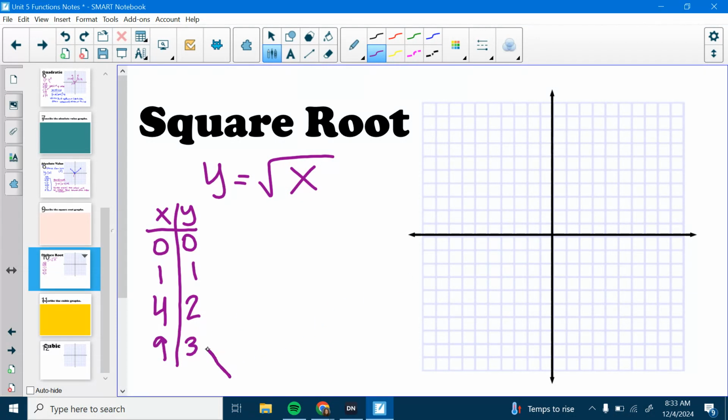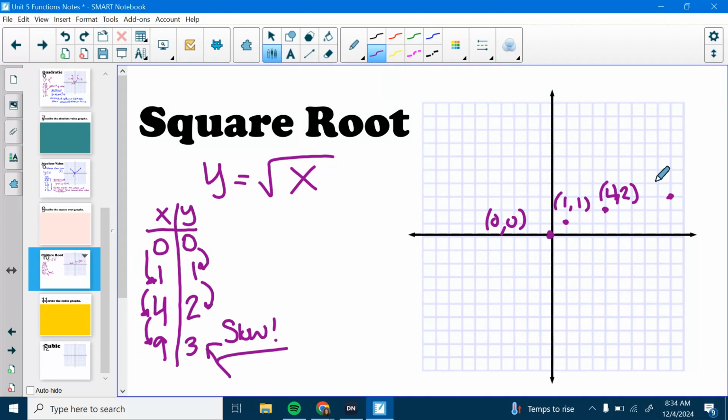So you'll notice that my y values grow really, really slow. Okay? They're only incrementing by 1 each time. Whereas my x values are growing really fast. We go from 4 to 9. We're skipping around. So when I plot my points, I have 0, 0, 1, 1, 4, 2, 9, 3, okay, making an arced shape along the graph.